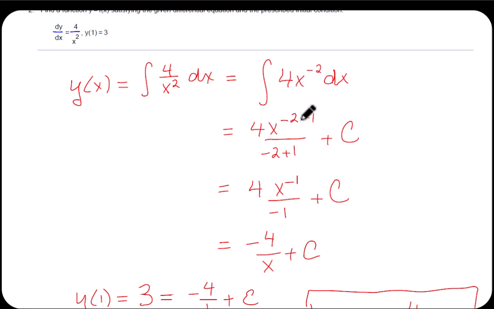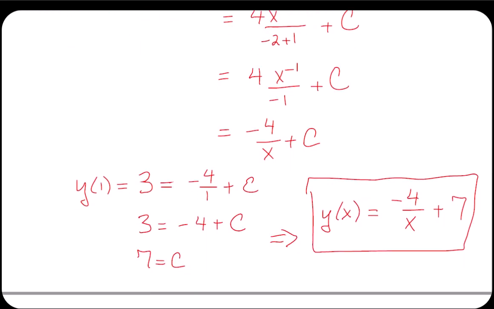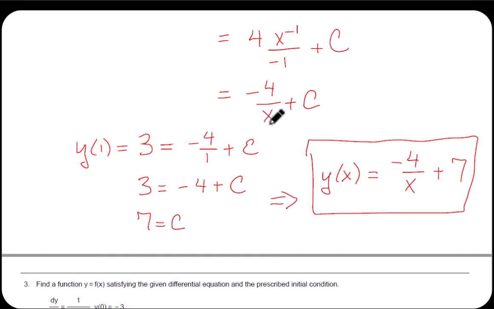So add 1, divide by the new exponent. And so I get 4x to the minus 1 over minus 1 plus c. And so if we clean that up a little, we get minus 4 over x plus c. But y at 1 is supposed to equal 3. All right, so plug in 1. And so I get 3 equals minus 4 plus c. Move the minus 4, and so I figure out that the constant is 7.